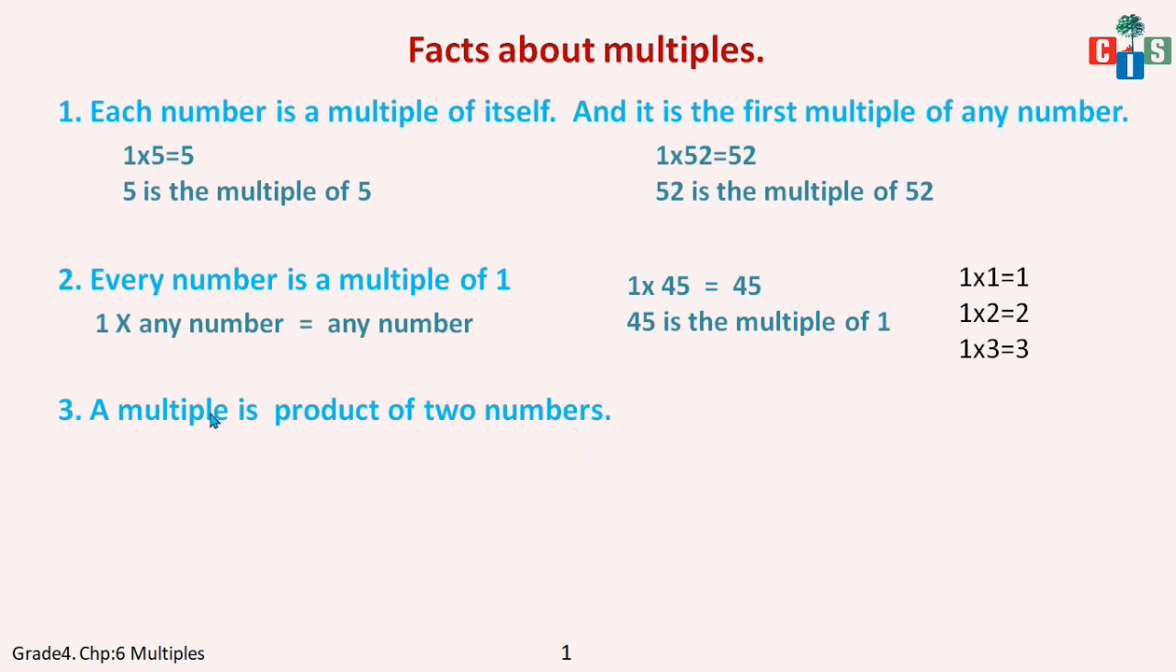Okay. जो multiple होता है वो product होता है. दो नंबर का प्रोडक्ट है ना, उसे मल्टीपल कहते हैं. That is 3 multiplied by 5 will be 15. Now as you remember from the multiplication chapter, I have taught you कि 3 is the multiplicand and 5 is the multiplier and 15 is the product. So product is the multiple of these two numbers, that is 3 and 5. This is what the statement is saying you. Okay, a multiple is product of two numbers.